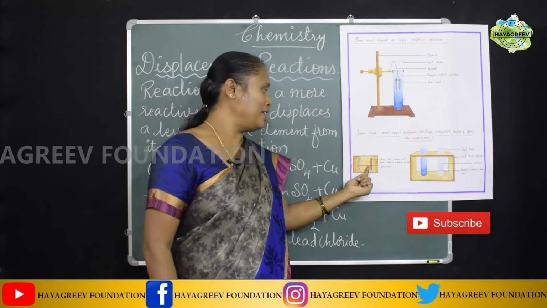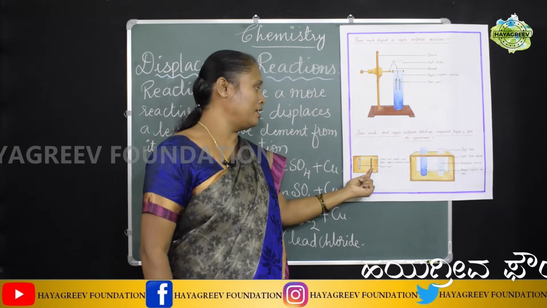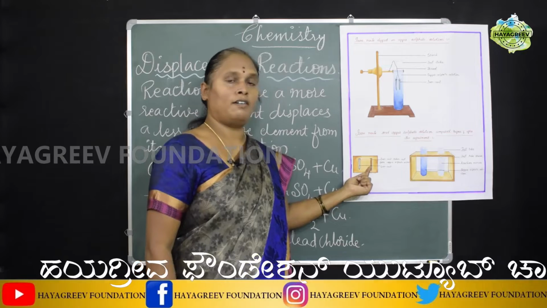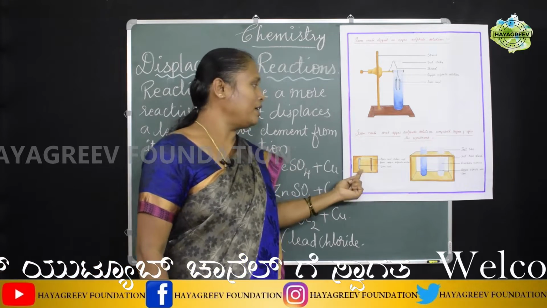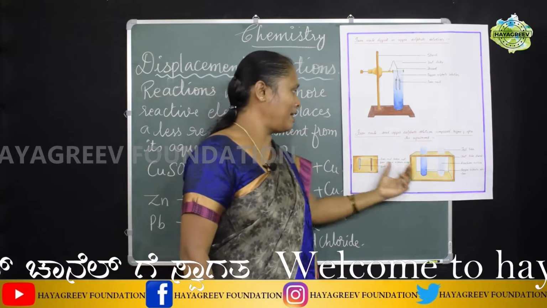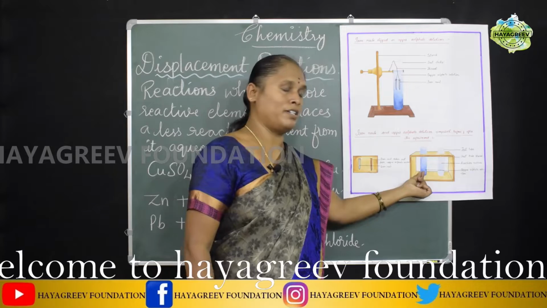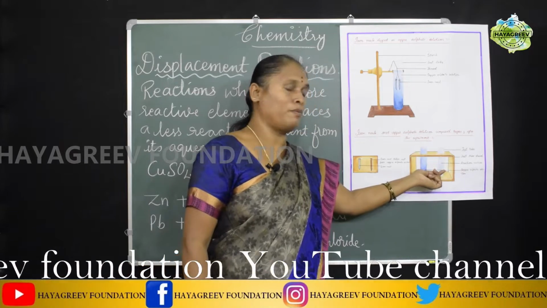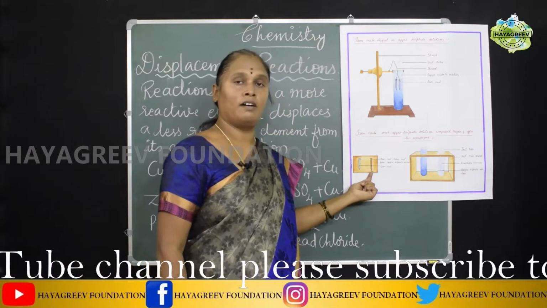It can be seen that there will be a color change in the nail. The nail would have turned reddish brown in color, which is the result of deposition of copper on the surface of the nail. Now how did this happen, we will understand. You can also see that there will be a change in the color of the copper sulfate solution, which would have become lighter in shade. That means the copper would have been lost from the copper sulfate solution and got deposited on this nail.